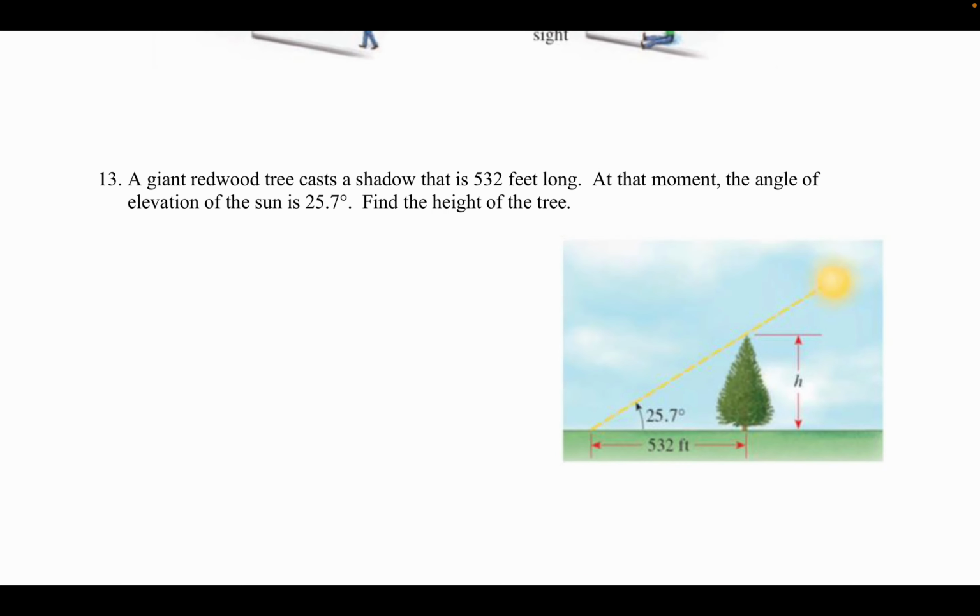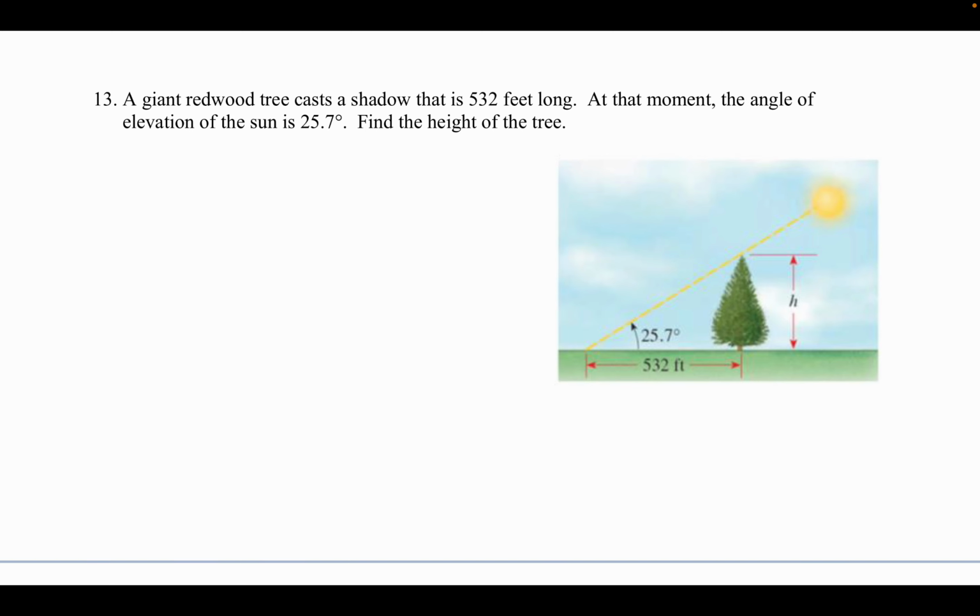Okay, so we are going to solve this problem. We have a giant redwood tree that's going to cast a shadow that is 532 feet long. At that moment, the angle of elevation of the sun is 25.7 degrees. We're going to find the height of this tree. I have a picture here, which you don't have, but you can draw your own picture. This is really just a right triangle. You can draw a nice right triangle.